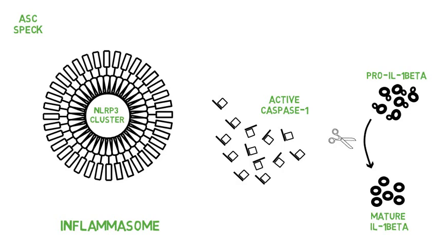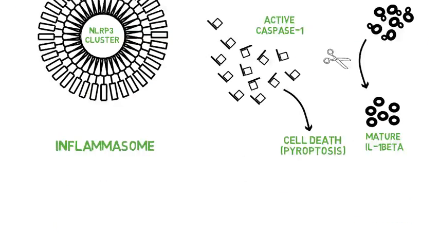Moreover, caspase-1 activation also results in the death of the activated cell, which had lost its function anyways. During this form of cell death, called pyroptosis, pro-inflammatory cytokines are released to attract and activate other immune cells to deal with a persistent problem, for example, the cholesterol crystal deposits in the atherosclerotic plaques.